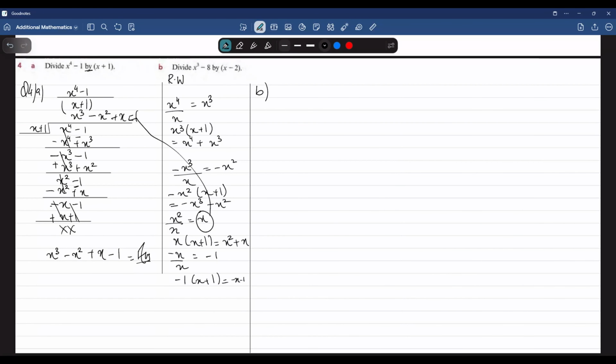Now, again the same thing: x³ minus 8 should be divided by x minus 2. And there's no big deal in this one. Just divide it up here, x minus 2 here, x³ minus 8. Now we've got plenty of space for the rough work. What I'm going to do is first of all divide the first term by the first term, which is x³ divided by x, and this is going to give us x².